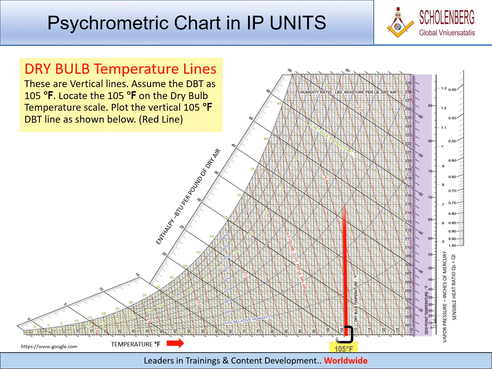Dry bulb temperature lines. These are vertical lines. Assume the DBT as 105 degree Fahrenheit. Locate the 105 degree Fahrenheit on the dry bulb temperature scale. Plot the vertical 105 degree Fahrenheit DBT line as shown below. Red line.